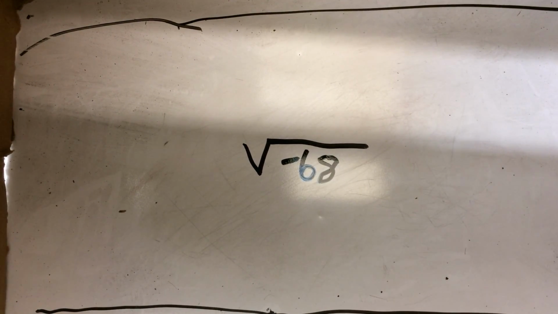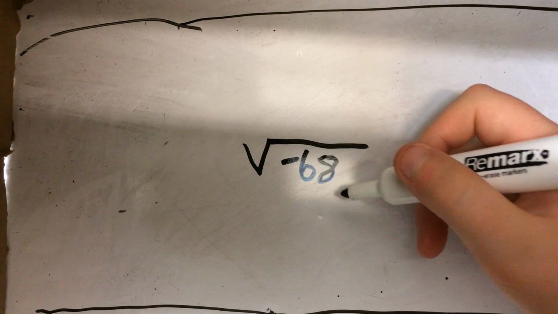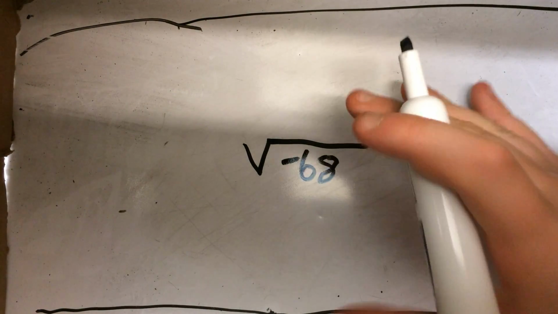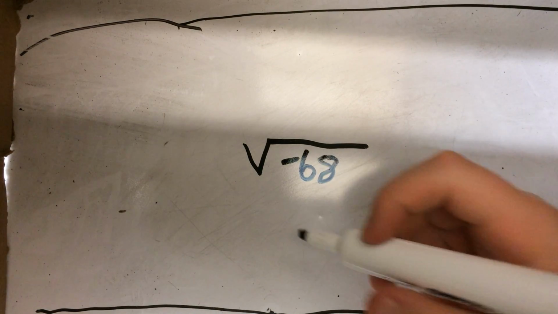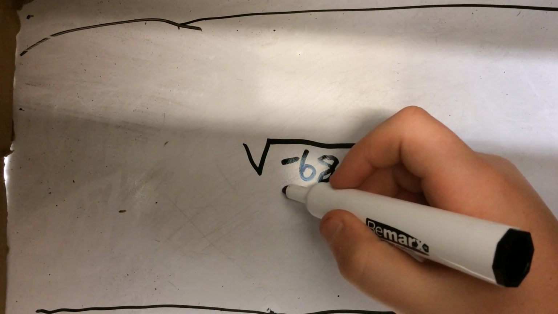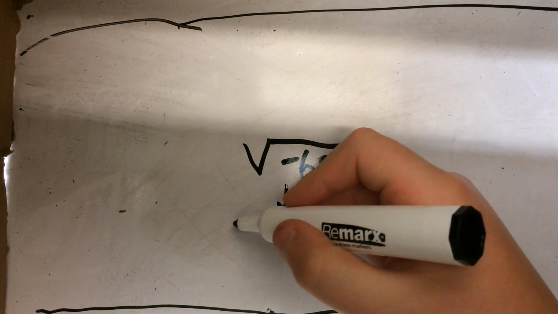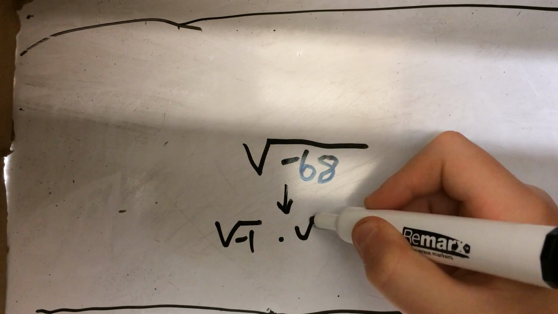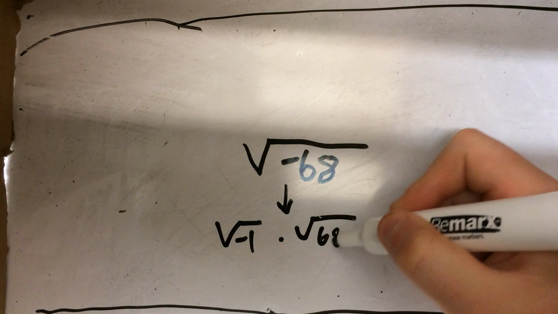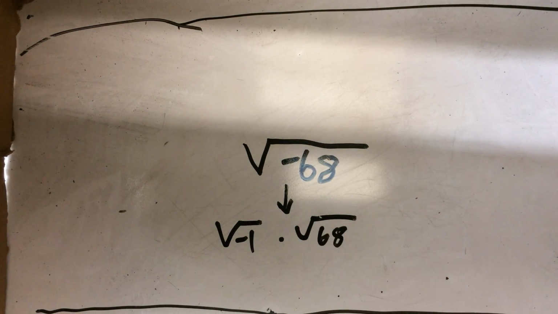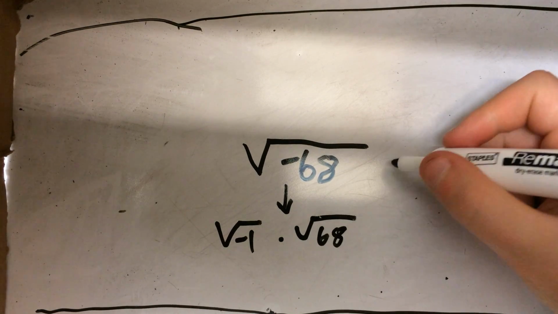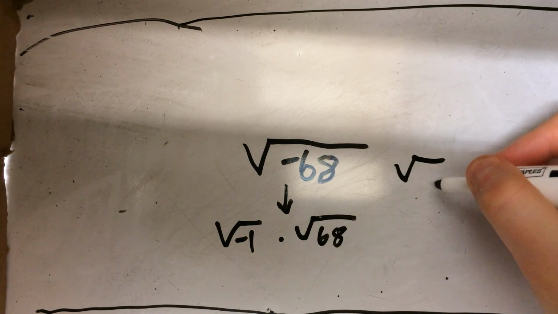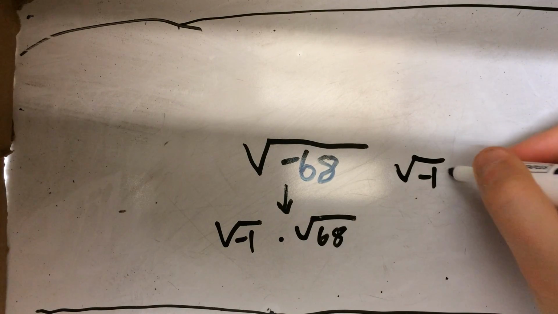So this can be split into two. The square root of negative 68 is equal to the square root of negative 1 times the square root of 68. Now, the first thing we're going to find out is what is the square root of negative 1 equal to?